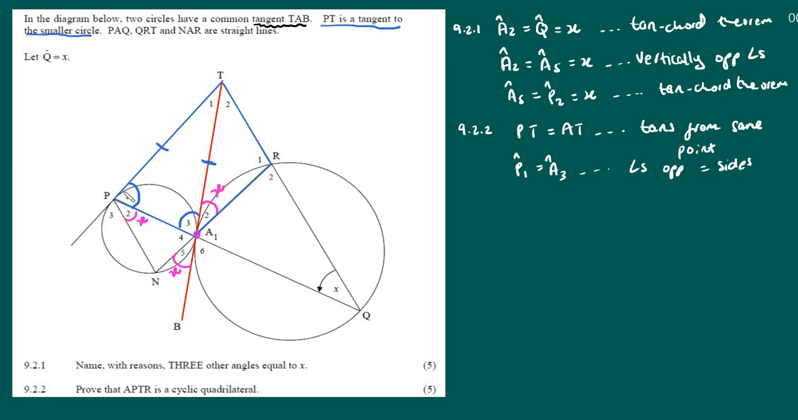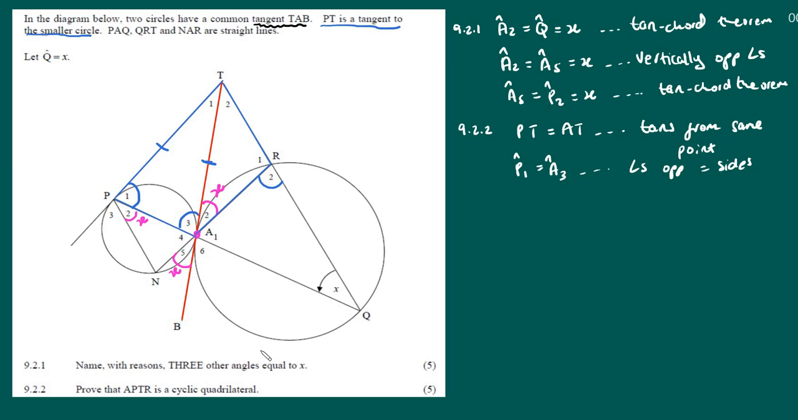Look at P1, and ask yourself, is P1 equal to any other angle here? Already we said it's equal to A3 only. That is fine. You are done with P1. Leave P1 alone, and we already wrote that P1 is equal to A3. Then I want you to go to R2. You're going to be working in reverse. Ask yourself, which angle is equal to R2?